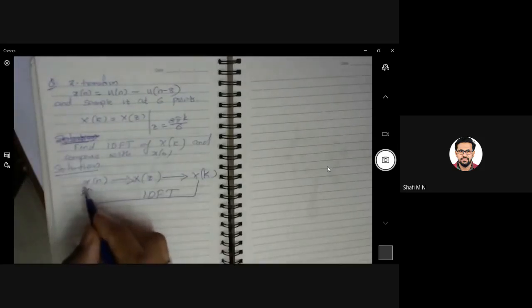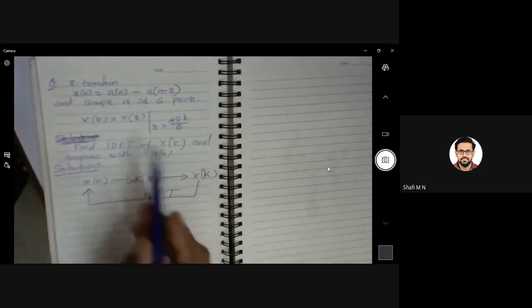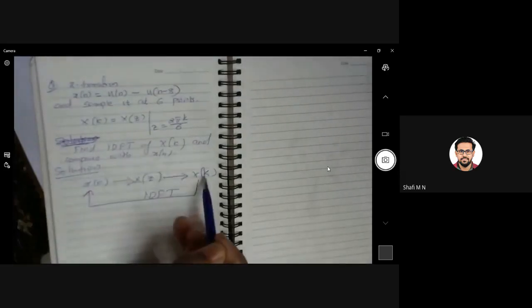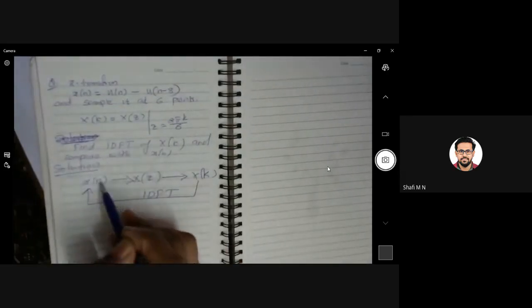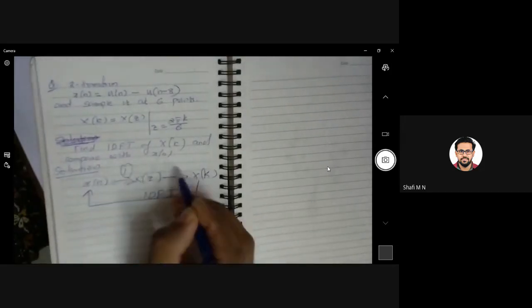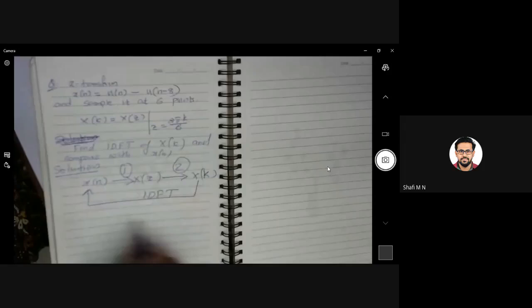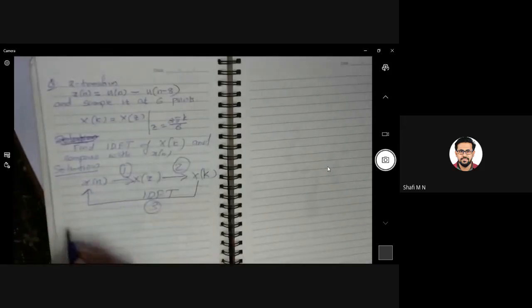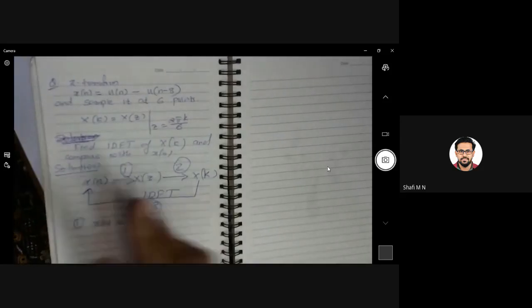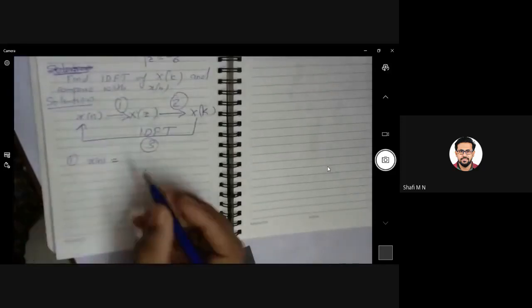What should be the answer? That should be x of n, right? But let's check whether that will be x of n or not. That's why they are asking you to find the inverse DFT of x of k and compare it with x of n. So this is the first part you have to do. This is the second part. And this is the third thing you have to do. Clear? So let's try the first part. Take x of n. I will brush up all of this once more at the end. What we are doing will be clear only when we reach the conclusion.